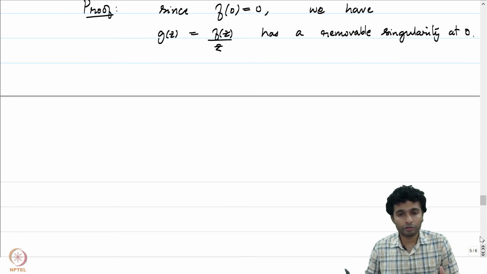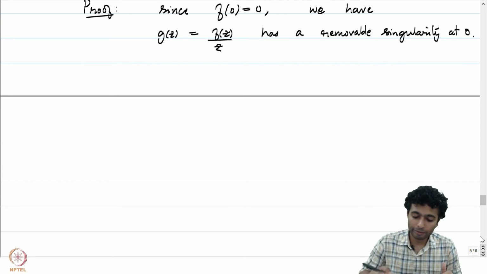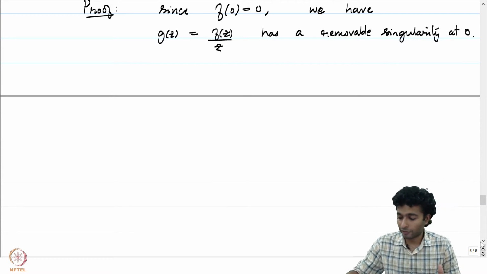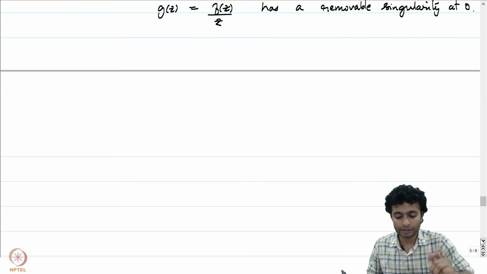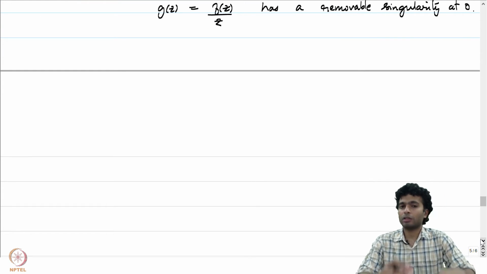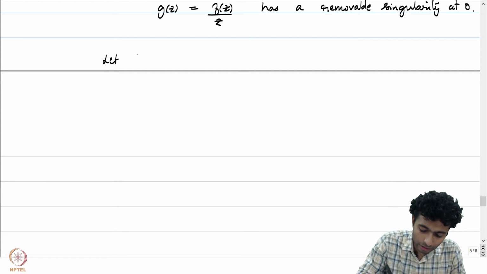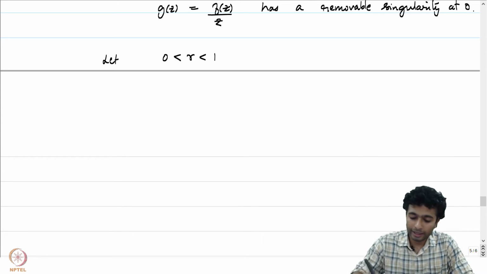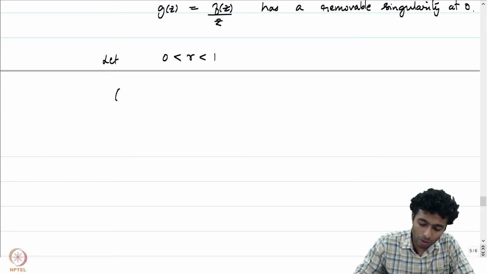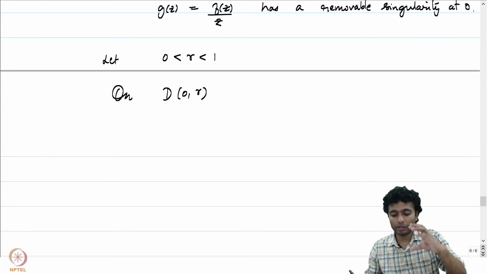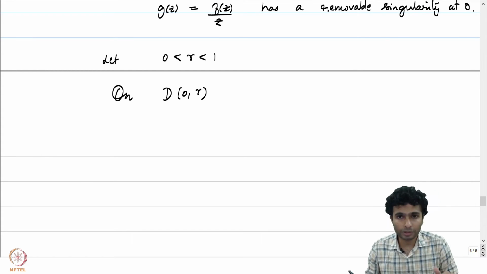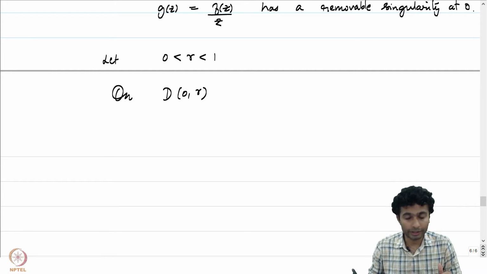So this has a removable singularity, and hence g can now be thought of as a function defined on the unit disk. Now let's focus on a smaller disk contained in the unit disk. Let 0 be less than r less than 1, and consider D(0, r). This is a smaller disk whose closure is a compact subset of the unit disk.